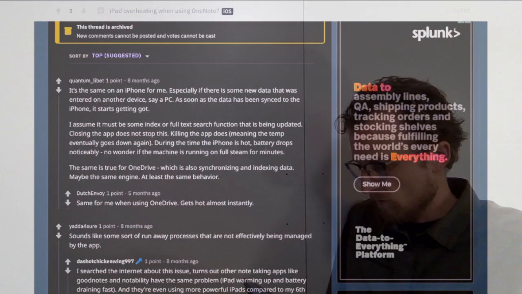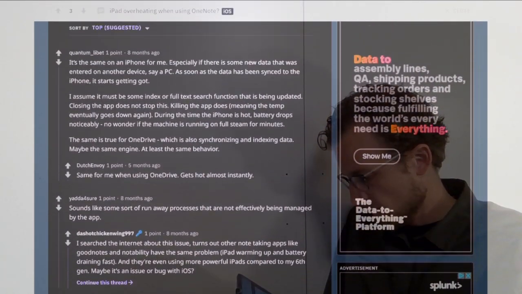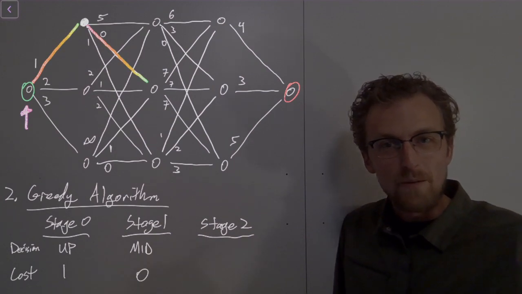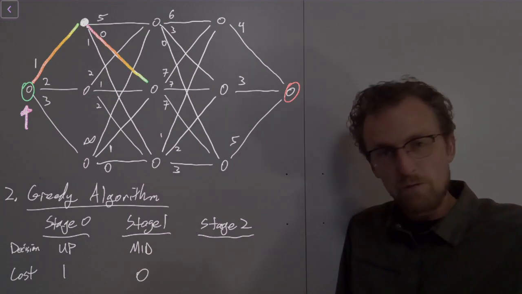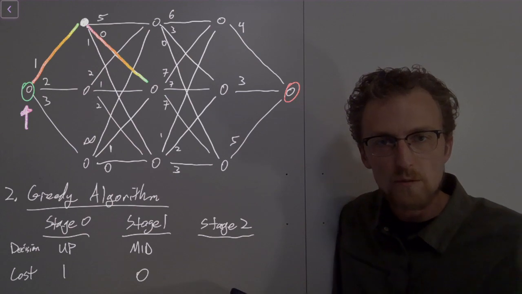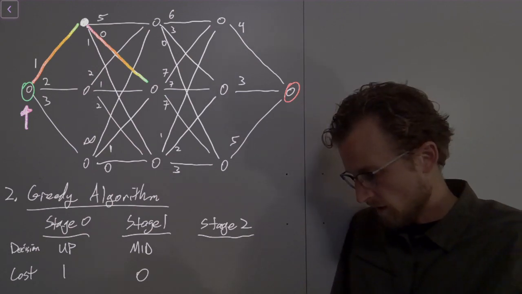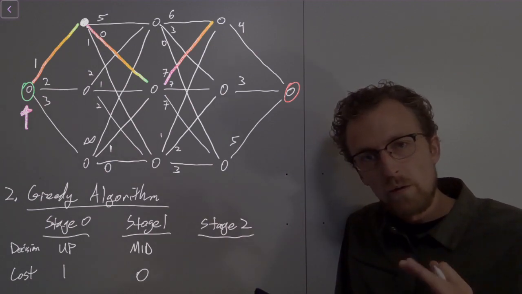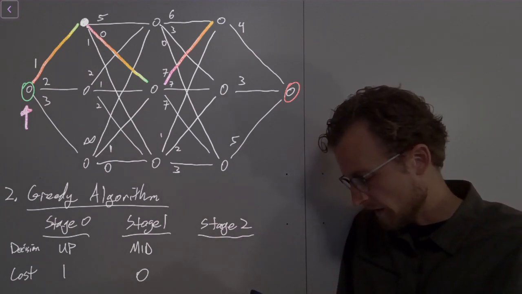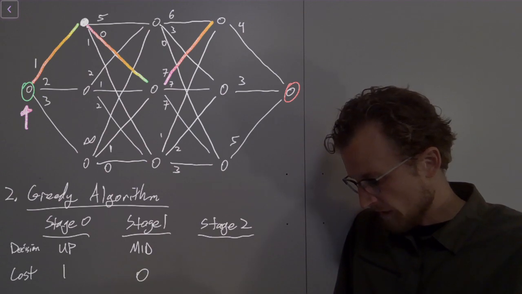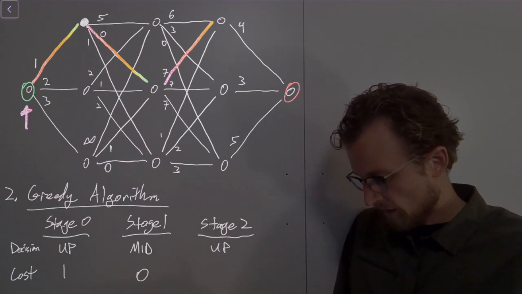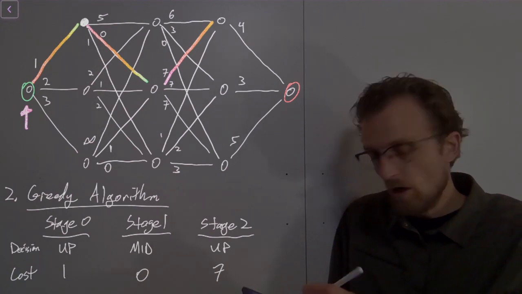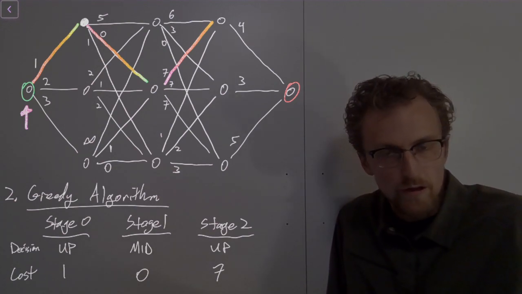For example, we could pick up, right? Up, as far as we know, increases our cost by the same amount as middle and down. So we'll just pick up. Okay, because this greedy algorithm is only looking one stage ahead. That's how it's designed. So in stage 2, what do we do? Well, we choose up again. That increases our cost by 7, which is fine as far as we know, right? Because all we know is that there were 3 different choices, each with a cost of 7.